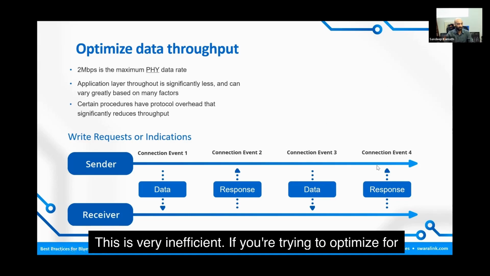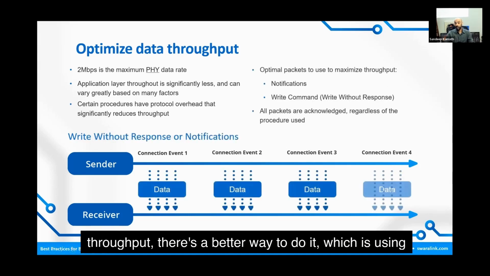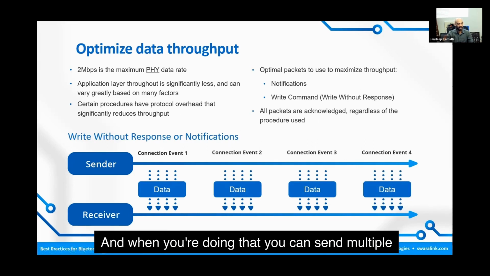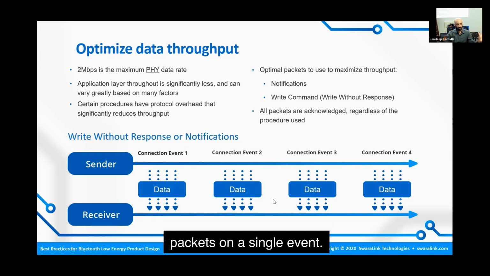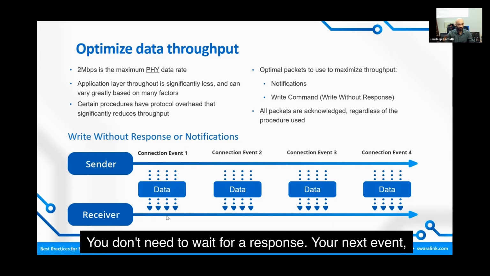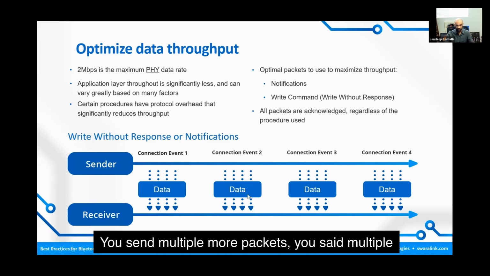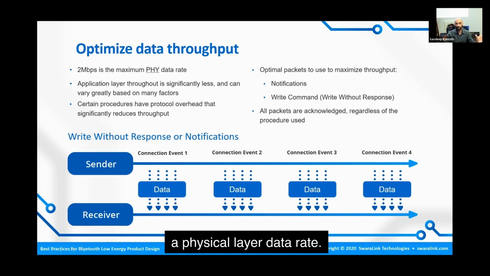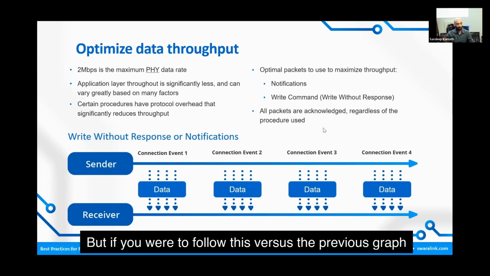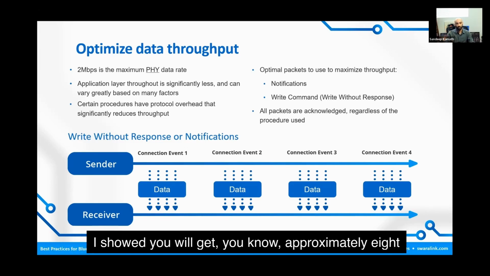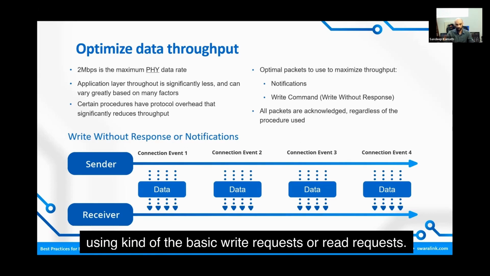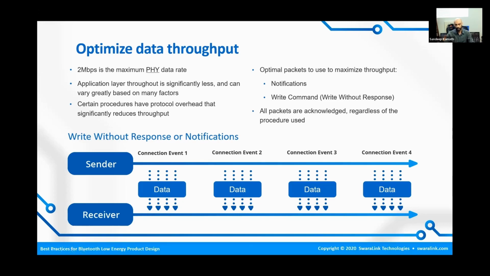There's a better way to do it, which is using procedures called write responses or notifications. When you're doing that, you can send multiple packets in a single event. You don't need to wait for a response. In your next event, you send multiple more packets. You're still not going to get 2 megabits per second throughput because that's a physical layer data rate. But if you follow this versus the previous graph that I showed, you will get approximately 8 times higher throughput than you would using the basic write requests or read requests. So this is another practice which will help you if you're trying to optimize your throughput.